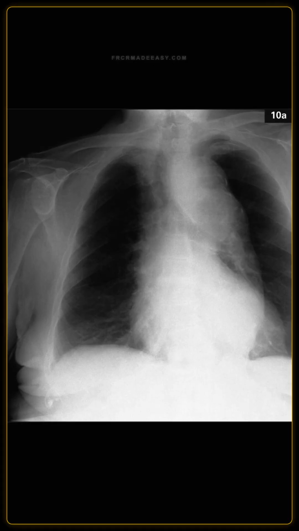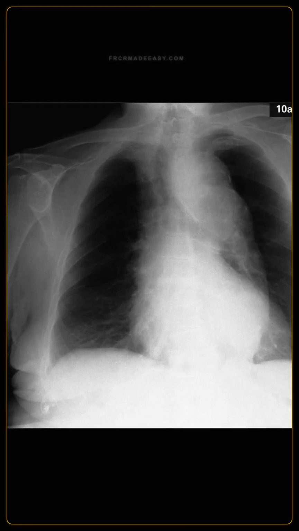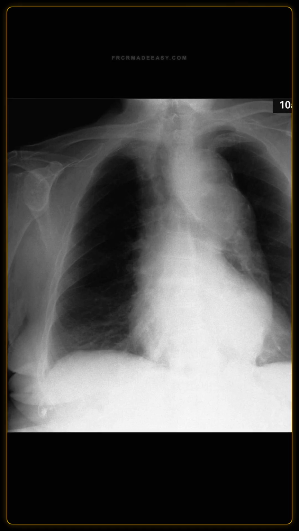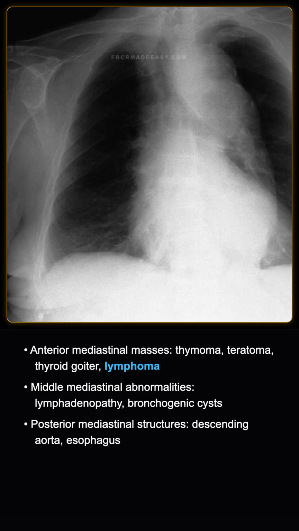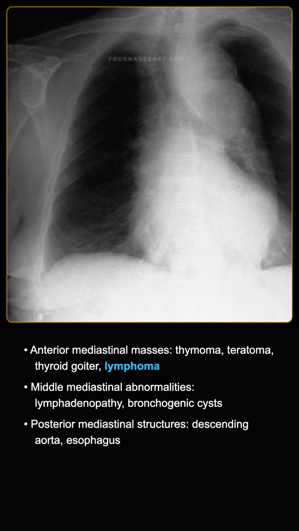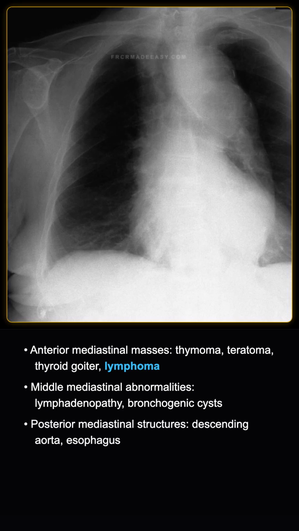How do you radiographically divide the mediastinum? And what are the key differentials for the anterior and middle compartments? The anterior mediastinum contains the thymus and lymph nodes, and its differentials include thymoma, teratoma, retrosternal thyroid goiter, and lymphoma.